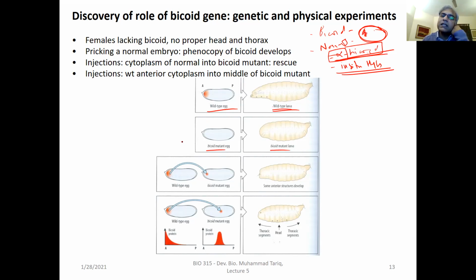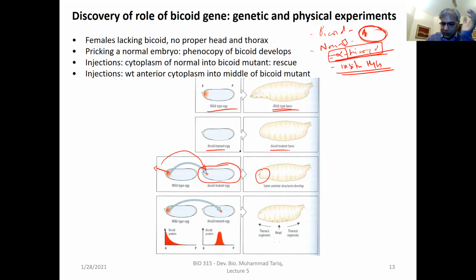They said, okay, let's take just the cytoplasmic fluid and inject it into the bicoid mutant. They are not doing any genetic manipulation. Just with a fine needle, take fluid, inject it into bicoid mutant. And what they saw, some anterior structures develop. It means there's something special in this cytoplasm. And they had no idea by that time. The messenger RNA, all these things came later on.